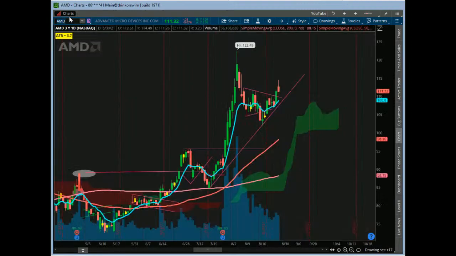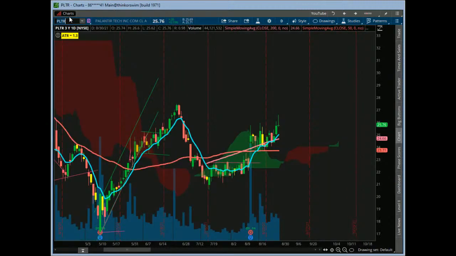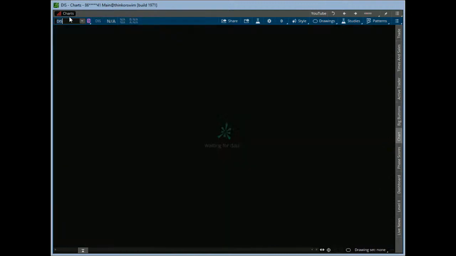So AMD kind of doing it, right? Gave a nice gap, nice push, and then kind of back in with that shooting star. So kind of ran out of energy, but looking okay. PLTR, again, same thing. Big upper shadow today, kind of ran out of steam.